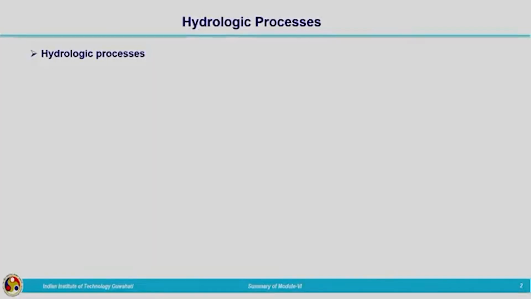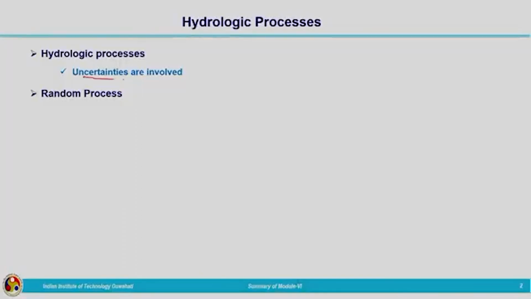Hello all, welcome back. In the previous lecture we have completed module 6 on hydrologic statistics. Today let us see the summary of that module. Different hydrologic processes we have looked into. Those processes, when we observe, we can understand that there are a lot of uncertainties involved with those processes.